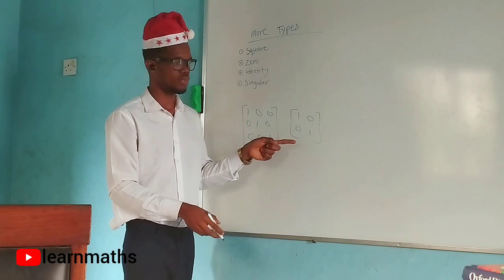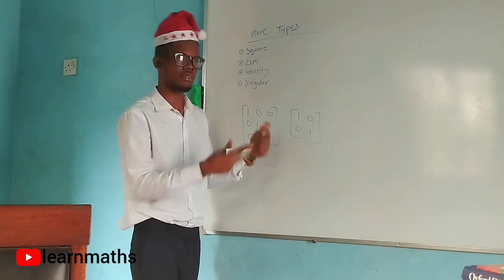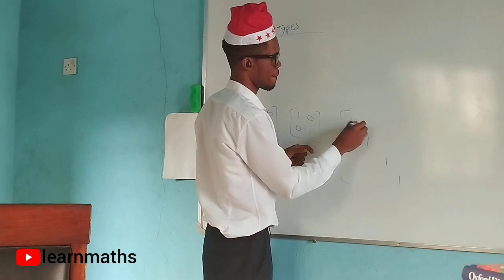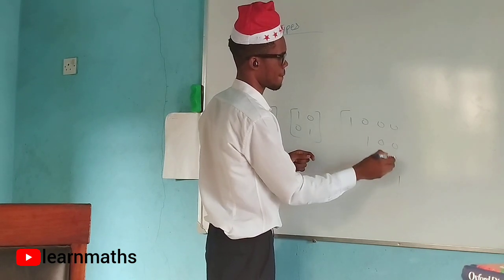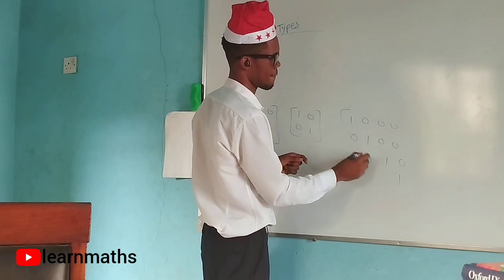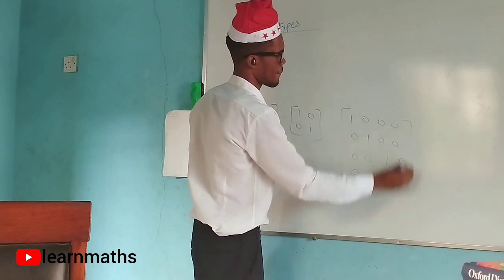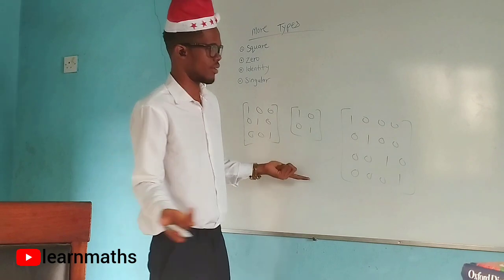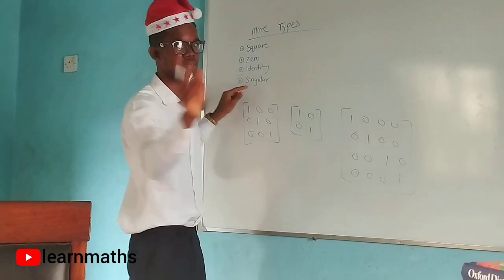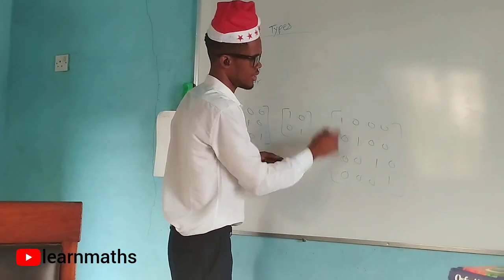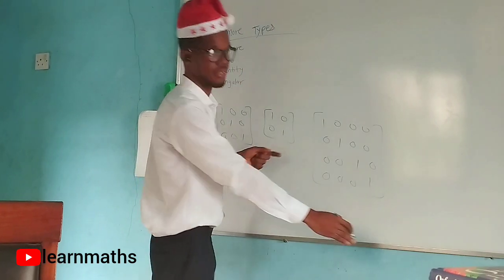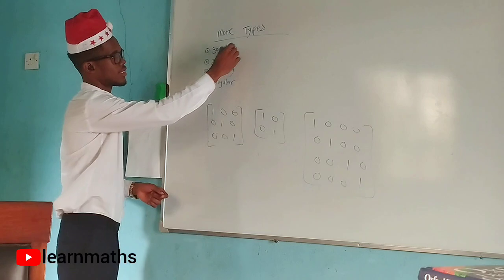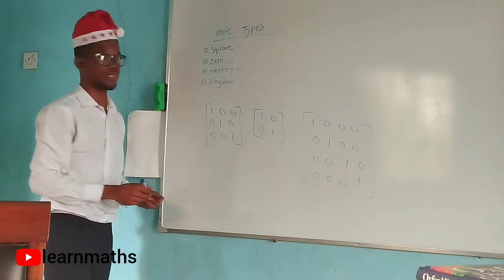This is a 2 by 2 identity matrix, right? Okay, let's look at 4 by 4. This is a 4 by 4 identity matrix because this is 4, this is 4, right? Then this is the right diagonal, which is made up of 1s, right? Now we look at square, zero, and identity matrix.